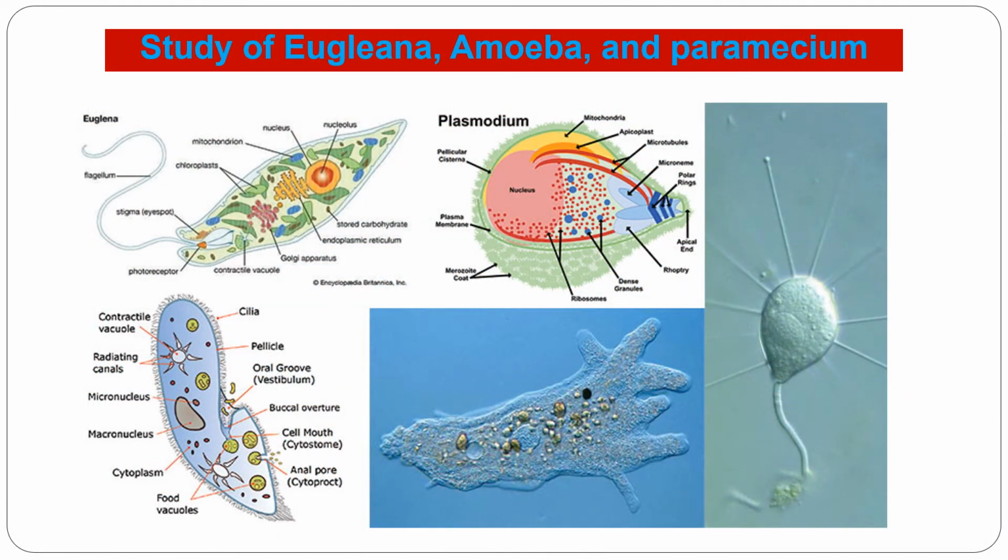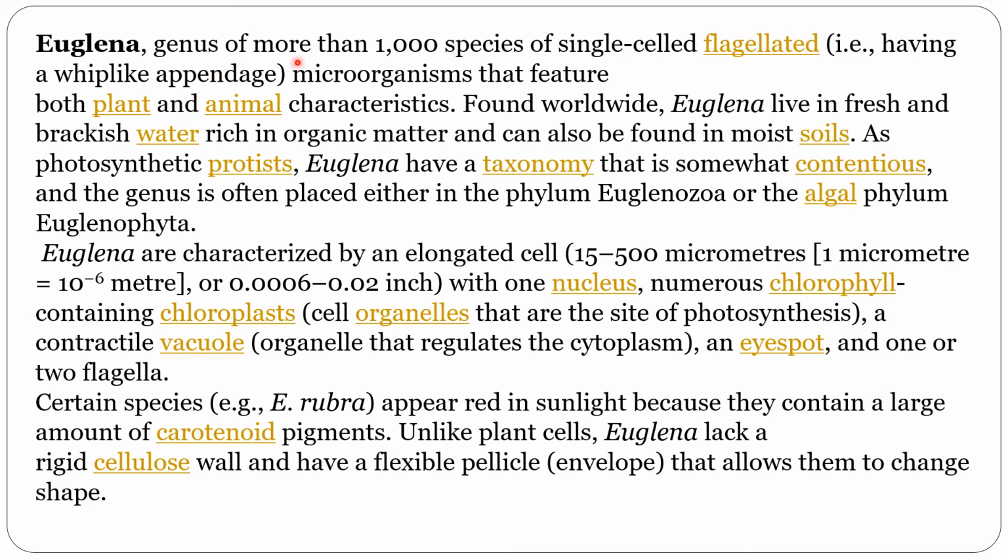Let's come to know what is Euglena, what is amoeba, what is paramecium. So here in the figure you see Euglena, paramecium, amoeba, but today I will deal only with the study of Euglena. Euglena is a genus of more than 1,000 species of single-cell flagellated, that is, having a whip-like appendage, microorganisms that feature both plant and animal characteristics. I think you are all aware about Euglena because Euglena is neither a plant cell nor an animal cell. It is an argumentative animal.